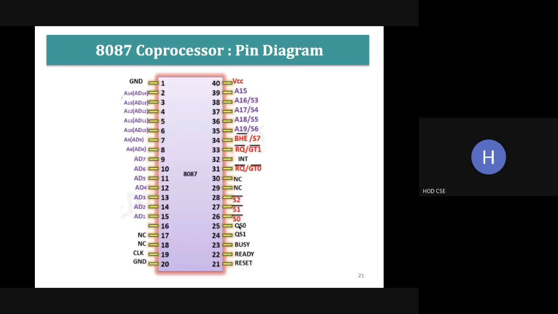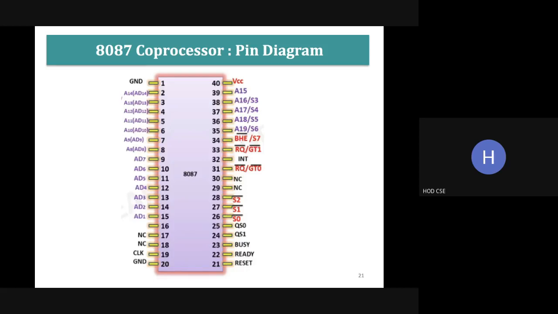Normally we are using the queue for parallel processing. And we have the status signals S0, S1, S2. They represent the cycles, whether it is memory read, IO write, IO read, like this. So we have 7 combinations of this. And here 29 and 30 are no connection. The 31st pin is request and grant 0. And we have interrupt and request and grant 1. And the 34th pin is BHE.